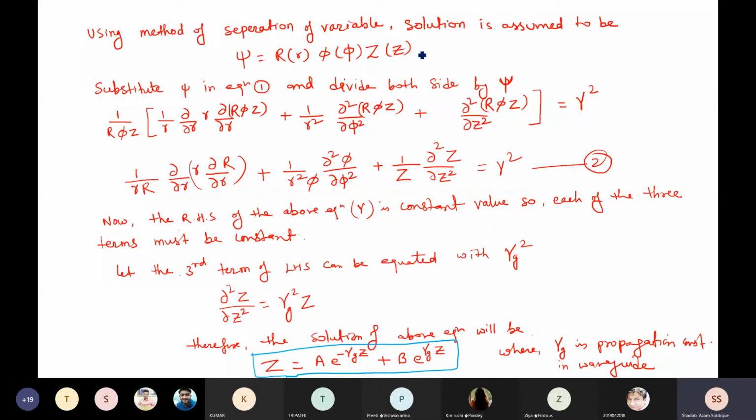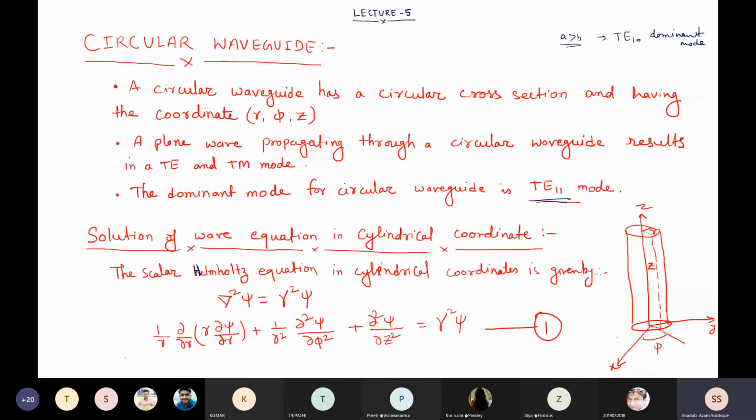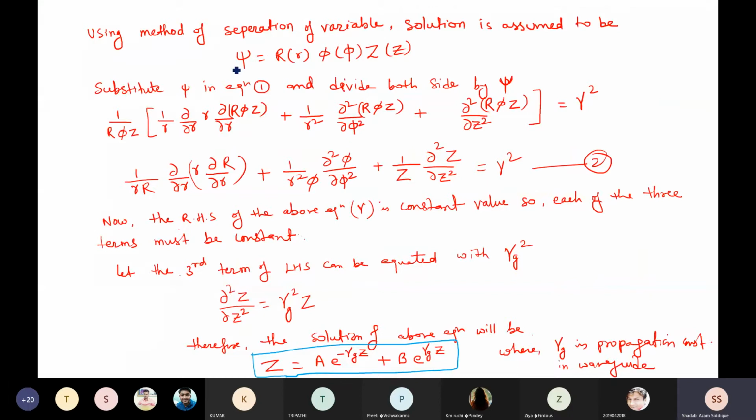Now we will substitute this psi value in equation number 1, which we had here. So in this we will substitute and we will try to find what is the value of R, phi, and Z. Okay, so we will substitute psi. Here we have substituted in equation number 1, and just because gamma square psi is there, you just divide both sides by psi, and put psi is equal to R phi Z. So we have taken division. Substitute psi in equation number 1 and divide both sides by psi.